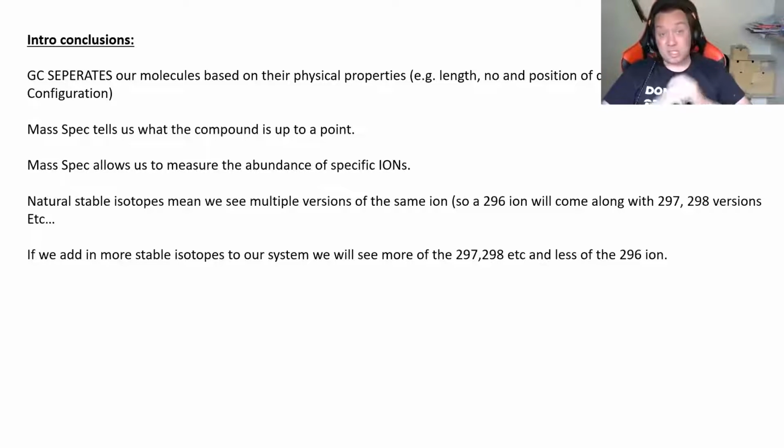The mass spec allows us to measure the abundance of specific ions, and natural stable isotopes mean we see multiple versions of the same molecules. So a 296 ion will come along with 297 and 298 versions. These are called isotopomers, and we will mention terminology in a second. And if we therefore can add more of the stable isotope into our system as a tracer, we will see more of the 297, more of the 298 versions, and less of the 296 version of, for example, oleic acid. And so that's going to be the principle. And if we can quantify those things accurately, we can get some really cool biological information.